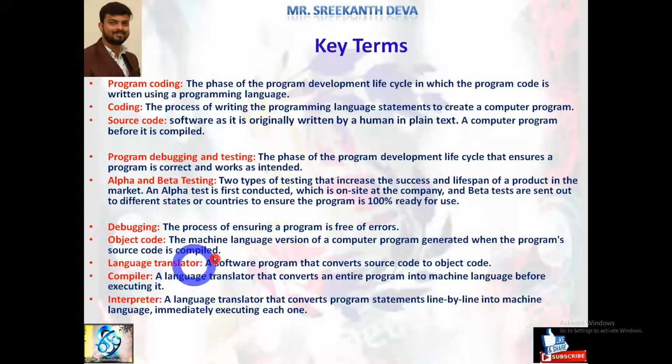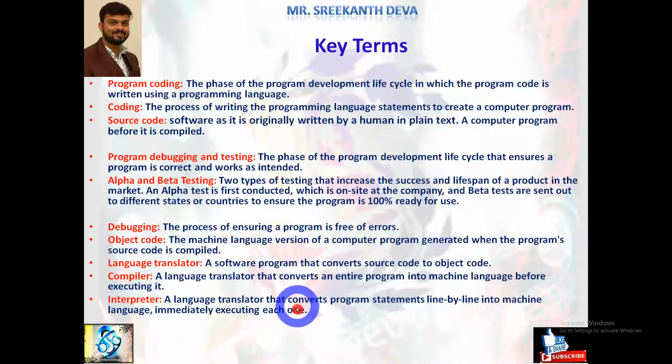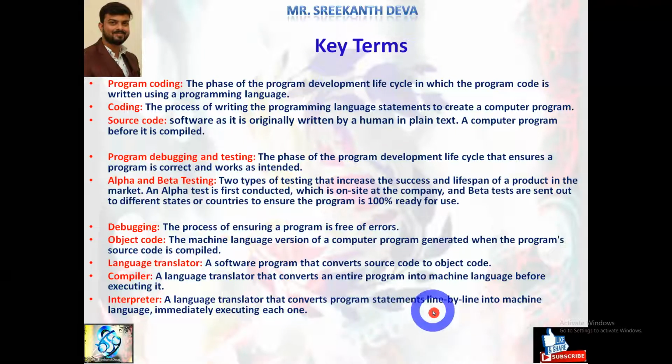Several language translators exist: assemblers in second generation languages, and compilers and interpreters from third generation languages onwards. These are all language translators converting a particular high level language into machine understandable language. A compiler is a language translator that converts an entire program into machine language before executing it. An interpreter is a language translator that converts program statements line by line into machine language, immediately executing each one.